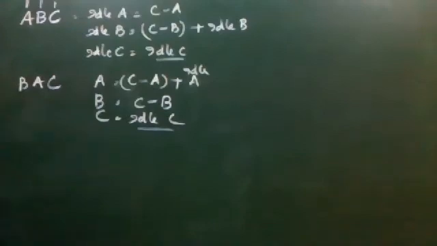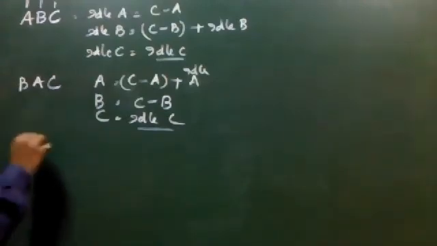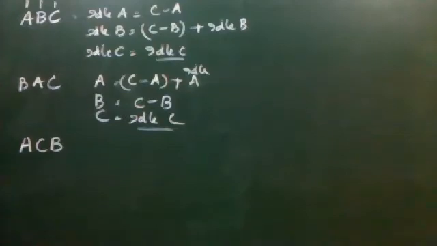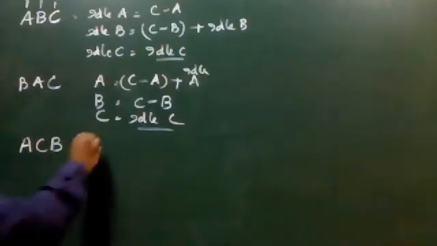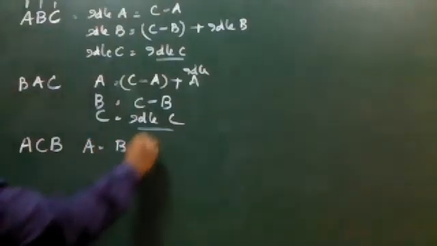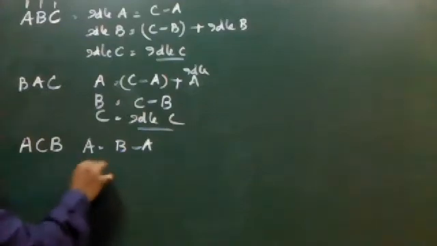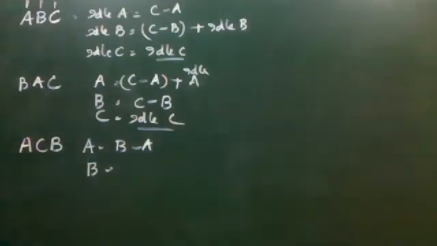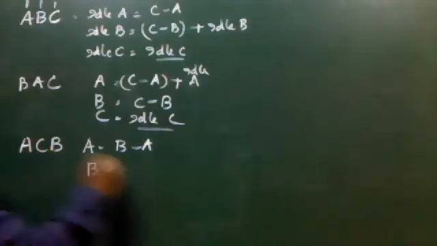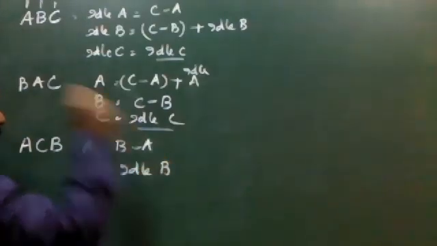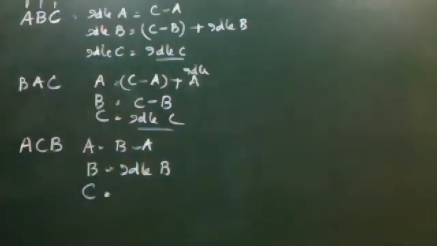Okay, let me write the next combination. If the combination is ACB, can you tell me what the formula is for this? B minus A. For A, it is nothing but B minus A. Very good. For B, what will be the formula? Idle time of B. Since it is the last machine, we can directly write the idle time of machine B. Good. What will be the formula for C?